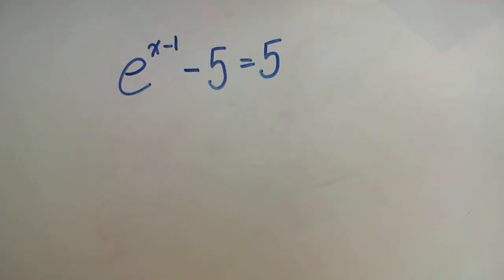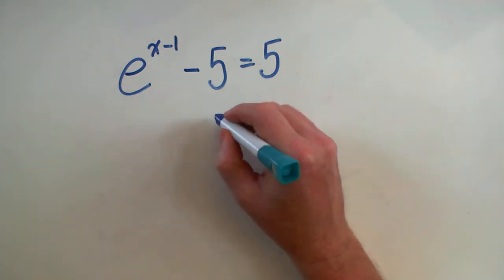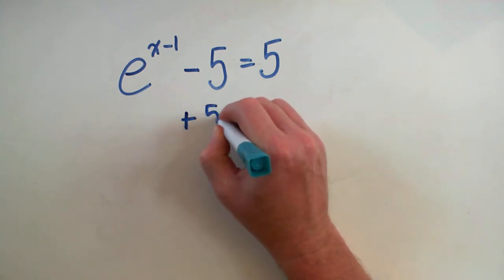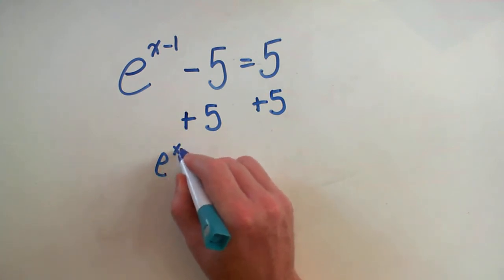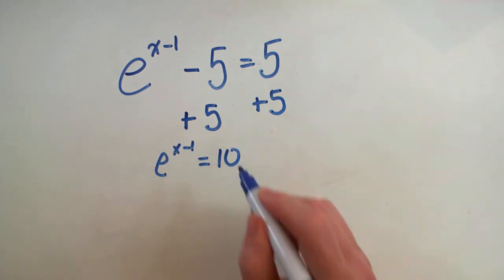Now e to the x minus 1, minus 5 equals 5. If we have slightly more difficult exponential problems where there's more stuff going on, the idea is to just isolate that exponent as if it was just a variable, meaning I'm going to get this e to the x minus 1 all by itself. I'm going to do that by adding 5 to both sides. That will give me e to the x minus 1 equals 10.